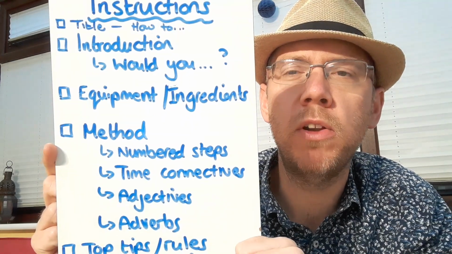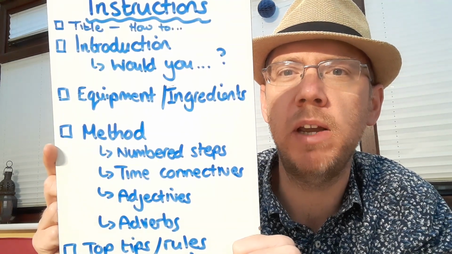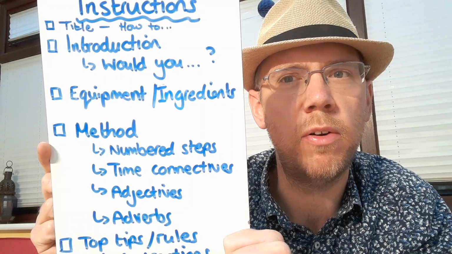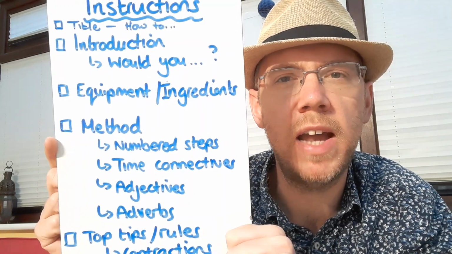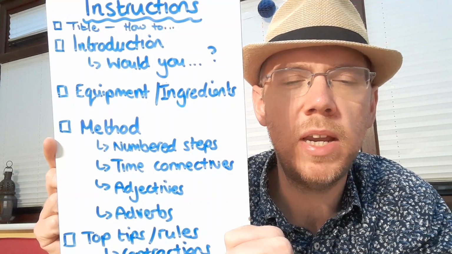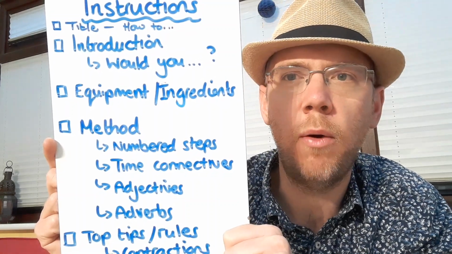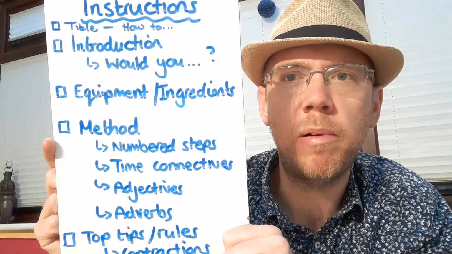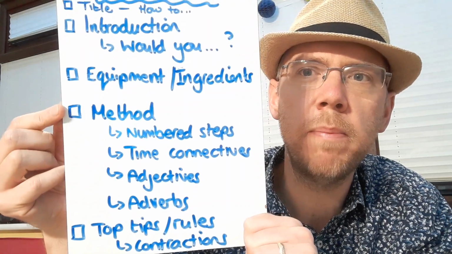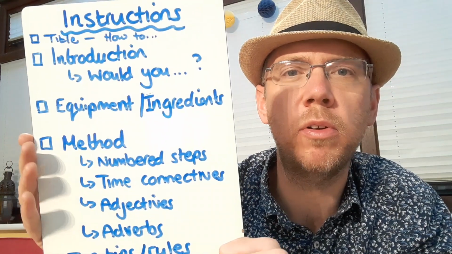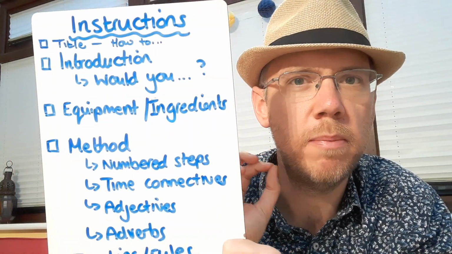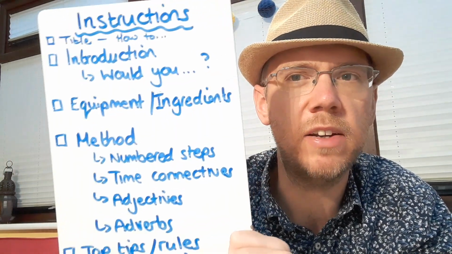Now, all good instructions have a list of equipment or ingredients that the person is going to need when they put it in. So we normally put that under a heading, underline the heading of what you will need. You can put ingredients or equipment separately. And then comes the main part of our instructions, which is the method, which is how the person will do it. Now this should be step by step, one little thing at a time.